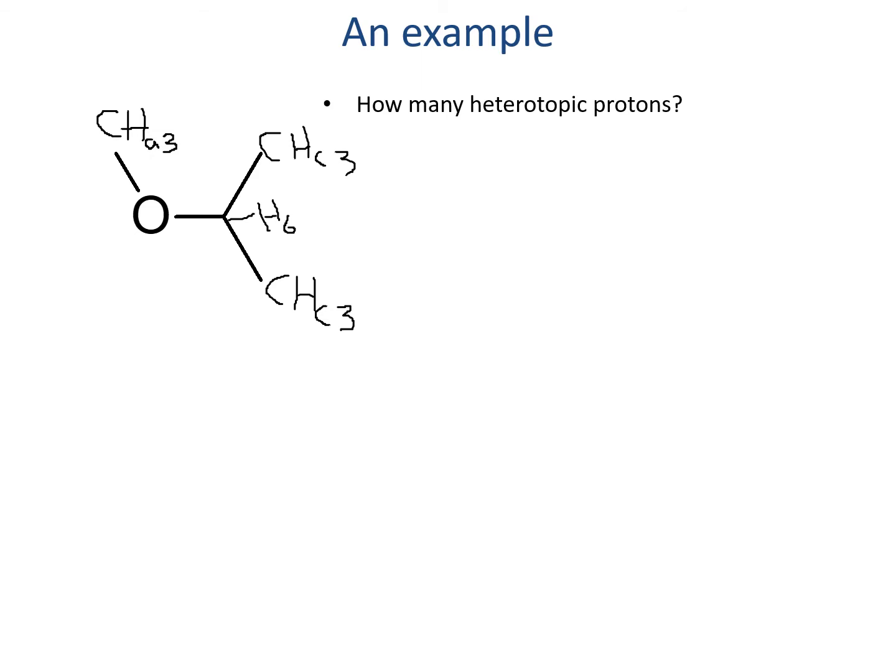Now that we've identified how many distinct hydrogens there are, or how many heterotopic protons, try to identify which things will shift the most. HA, HB, or HC, which would shift the most?